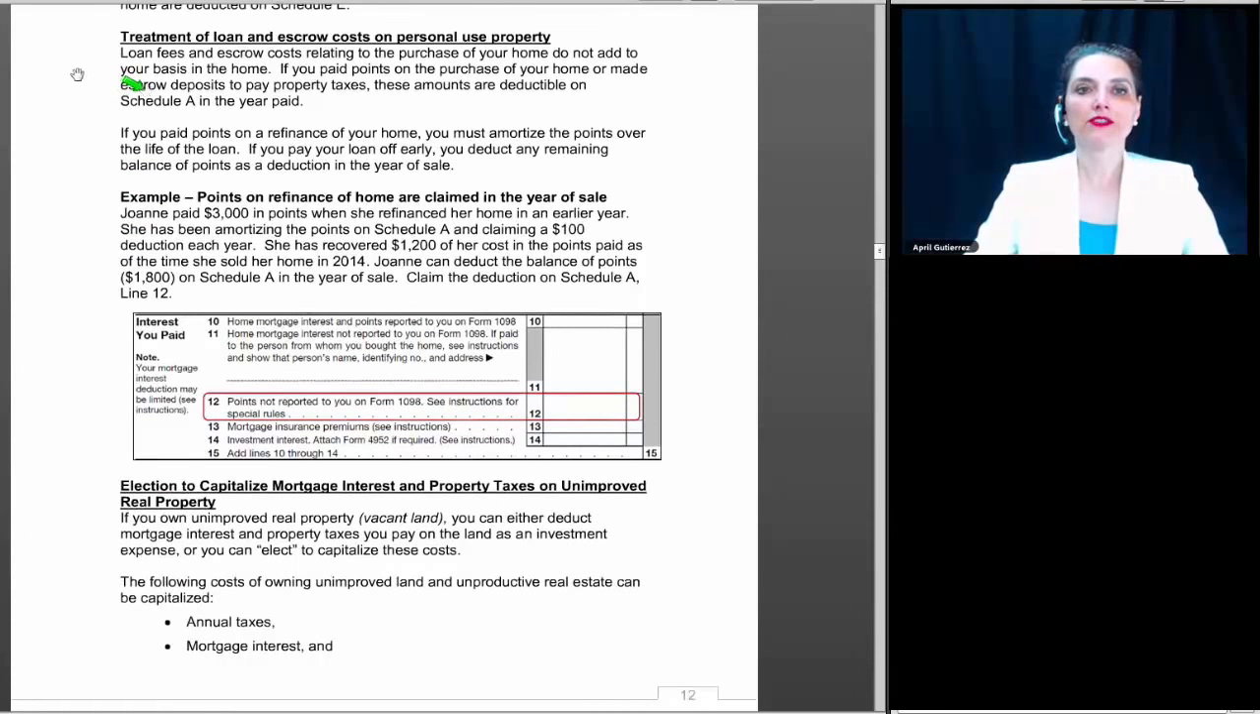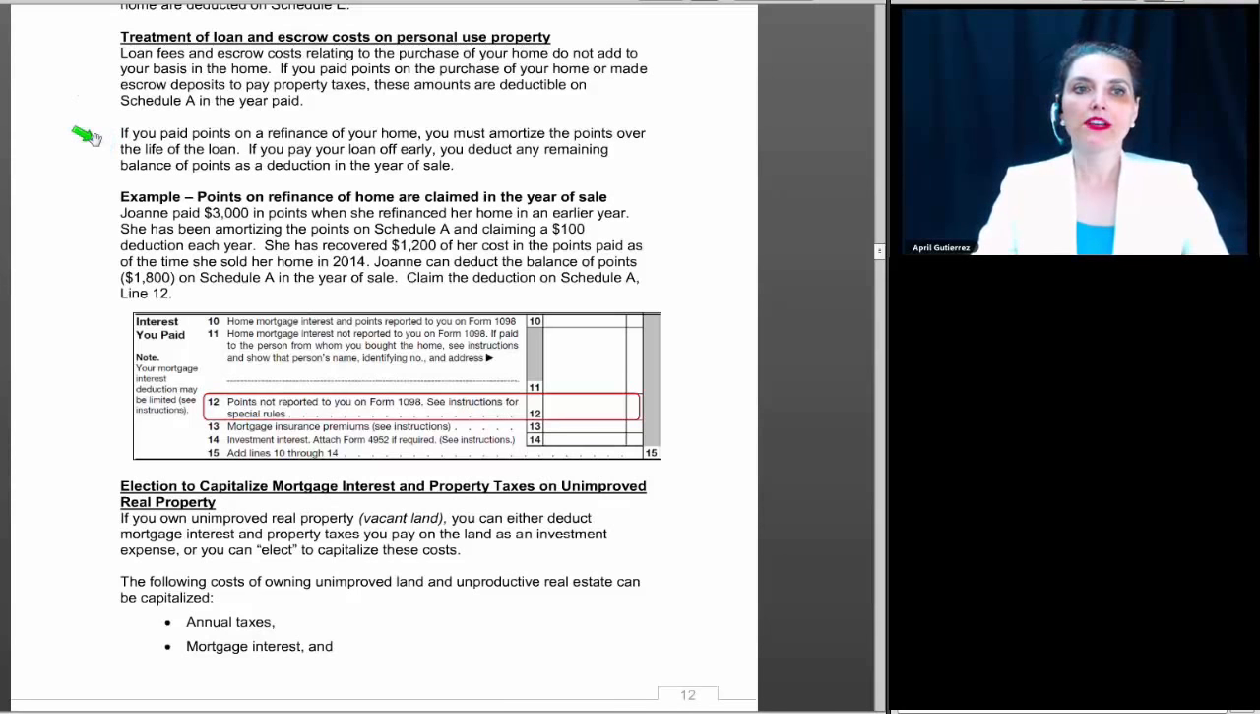Treatment of loan and escrow costs on personal use property. Loan fees and escrow costs relating to the purchase of your home do not add to your basis in the home. If you paid taxes on the purchase of your home or made escrow deposits to pay property taxes, then these amounts are deductible on Schedule A in the year they are paid.